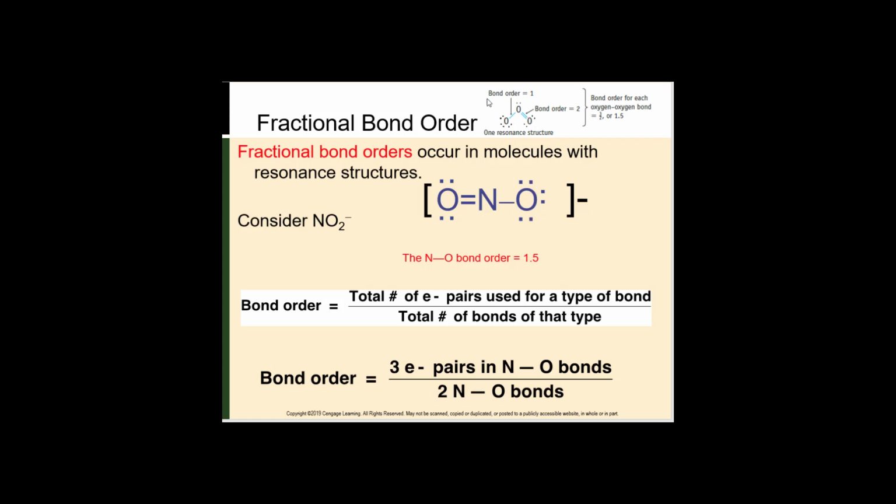Another example is ozone, looking at O3. Each resonance structure of O3 has one single bonded OO bond and one double bonded OO bond. So for a total of 3 shared bonding pairs, accounting for 2 oxygen-oxygen bonds. So 3 divided by 2, this would also be 3 halves, or 1.5.